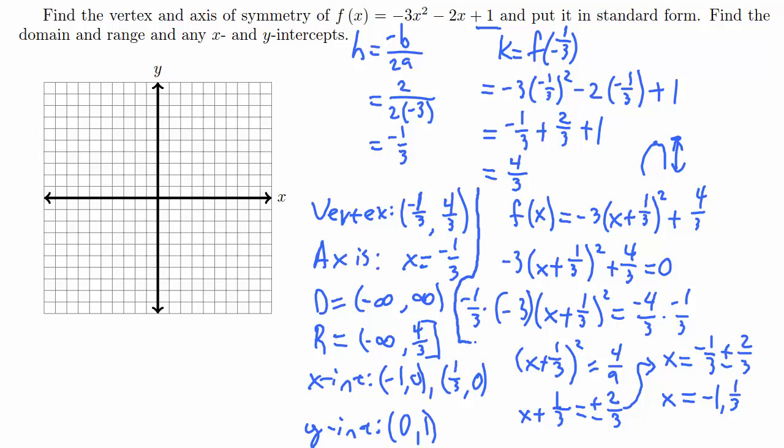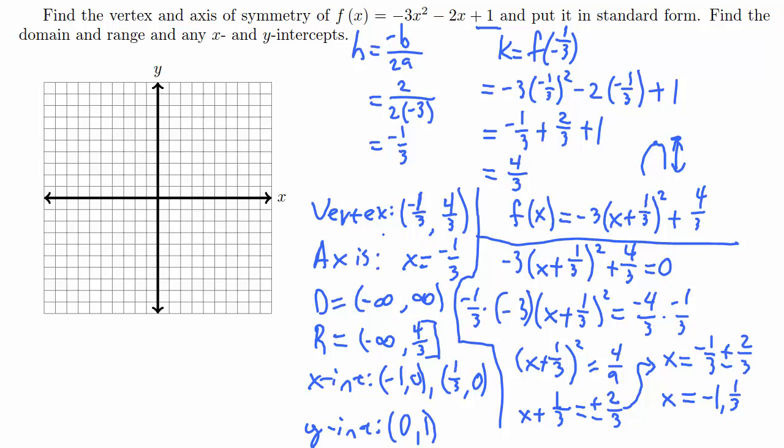Just kind of separate this stuff here. Okay. Good deal. The last thing we need to do is graph. Now the axis of symmetry is negative a third.